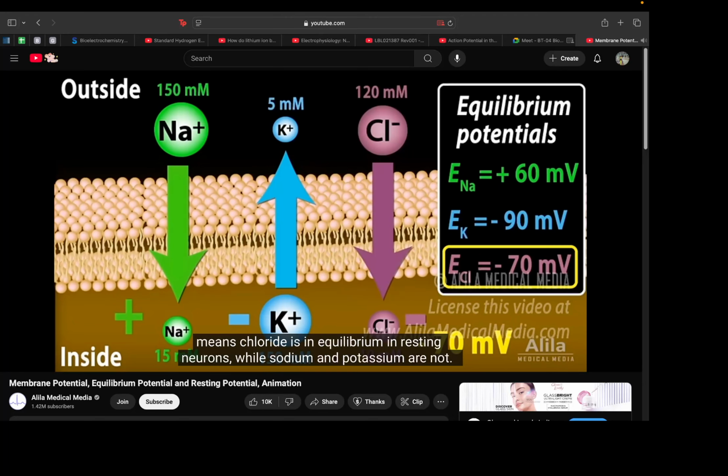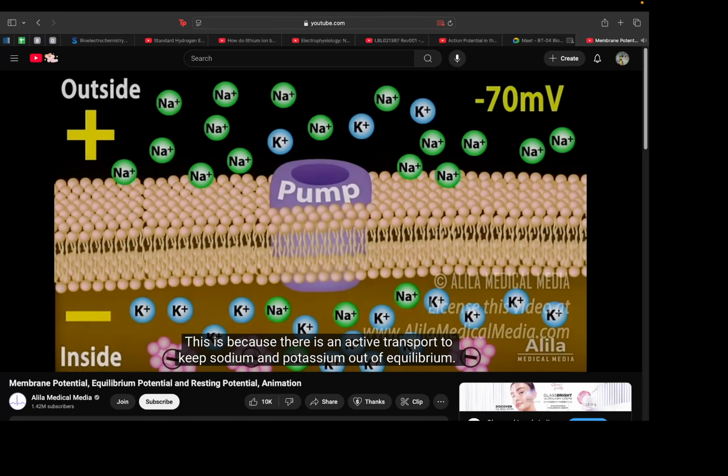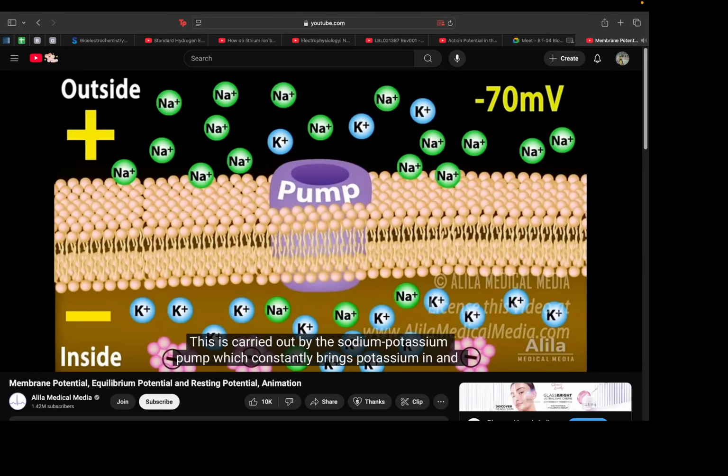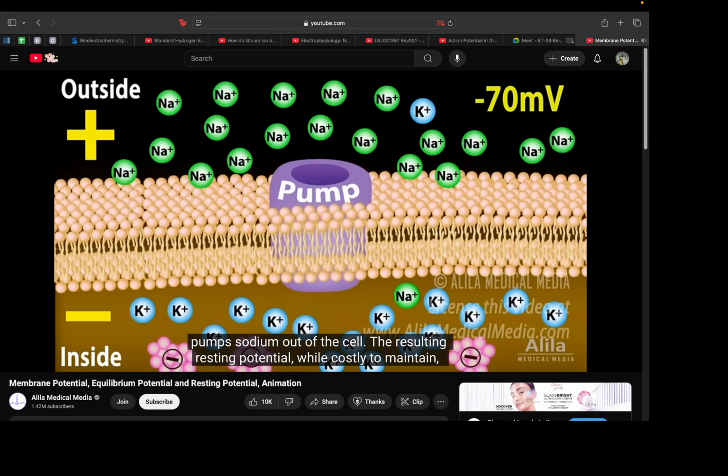This means chloride is in equilibrium in resting neurons, while sodium and potassium are not. This is because there is an active transport to keep sodium and potassium out of equilibrium. This is carried out by the sodium-potassium pump, which constantly brings potassium in and pumps sodium out of the cell. The resulting resting potential, while costly to maintain, is essential to the generation of action potentials when the cell is stimulated.